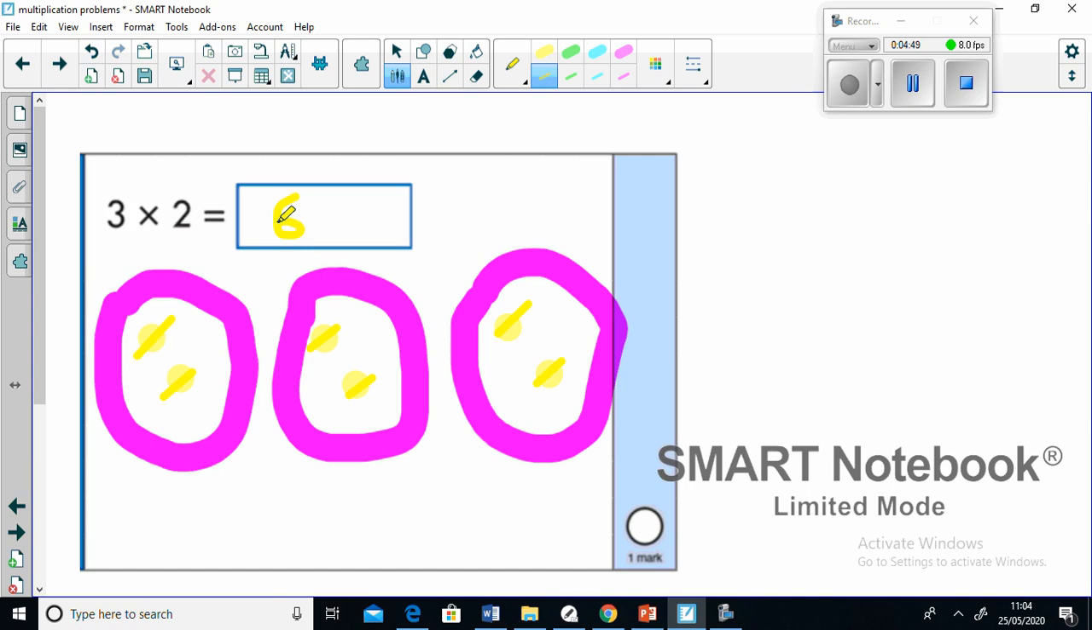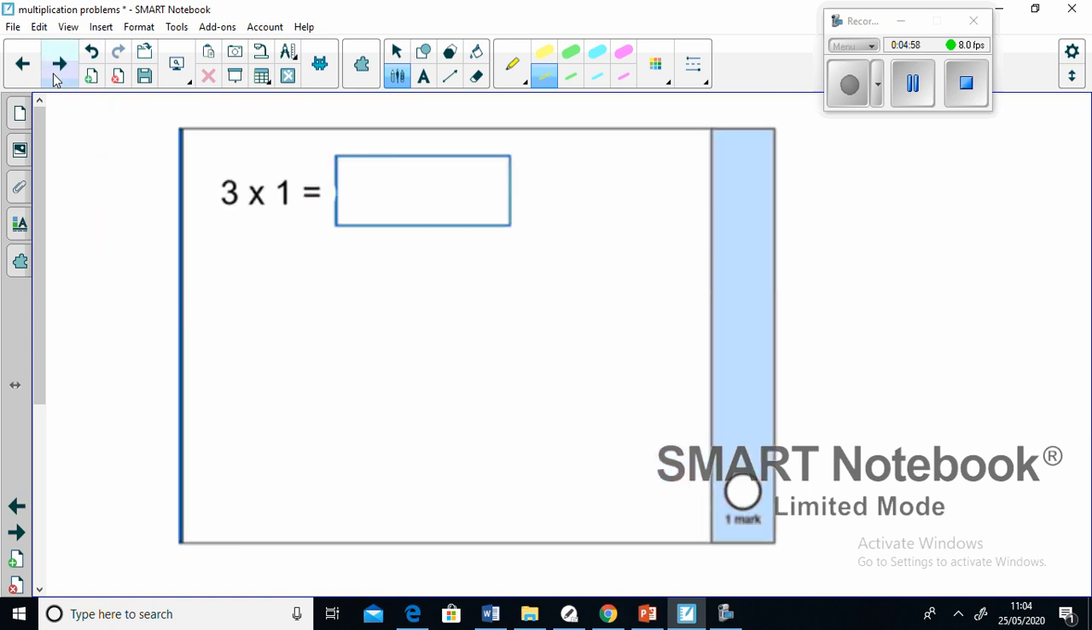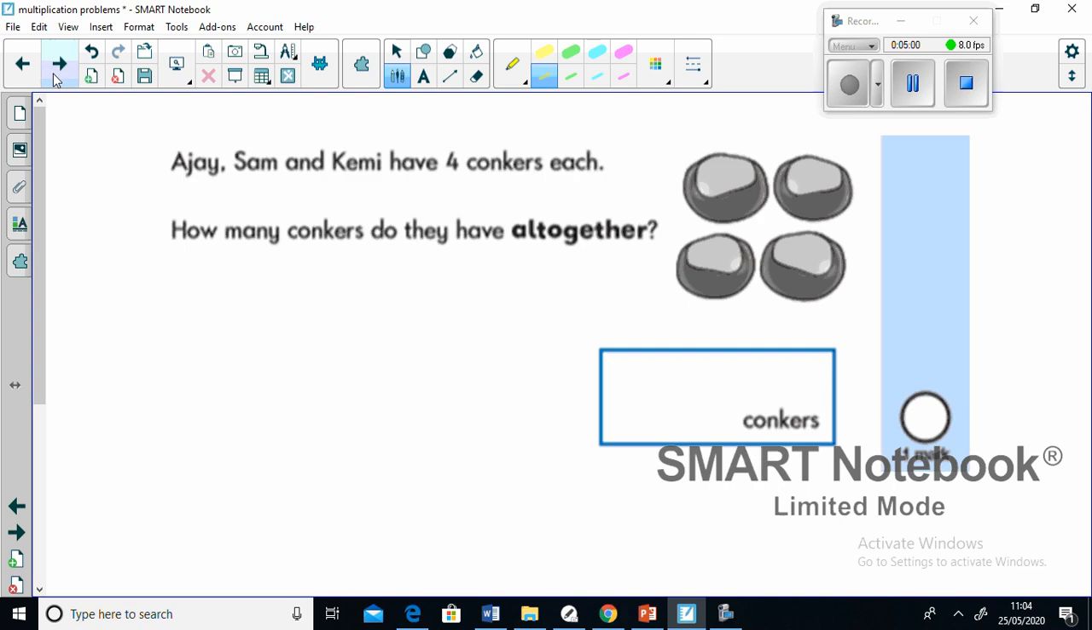A lovely, simple, easy way to find our answer if our factors are small. Okay, 3 equal groups of 3, I could do the same method. 3 equal groups of 1, I could use the same method.